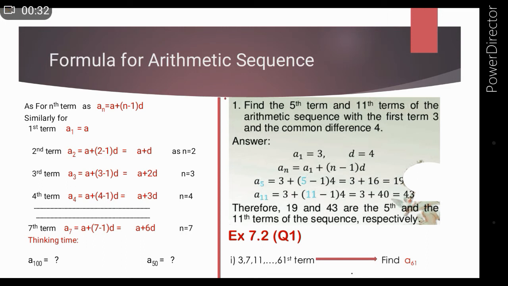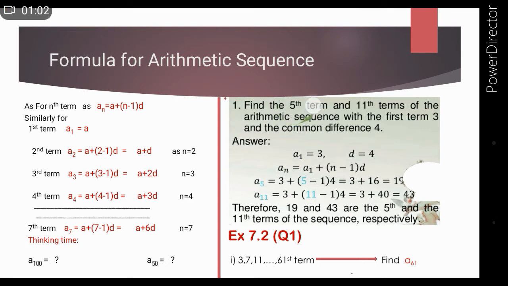And the first term is 3, it means a is equal to 3 and the common difference, which is d, is equal to 4. So first of all you have to find out the data from the given question. What you have to find? a5 and a11. a is 3 and d is 4. What is the main formula of an arithmetic sequence? an is equal to a plus n minus 1 into d. What is the question? First we have to find a5.